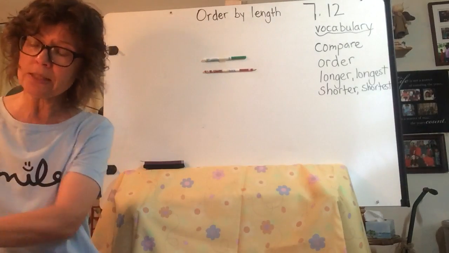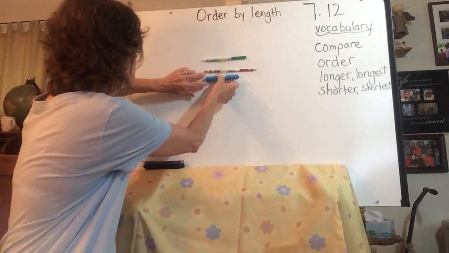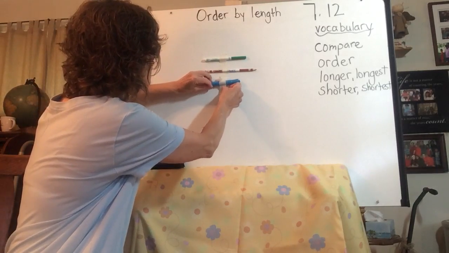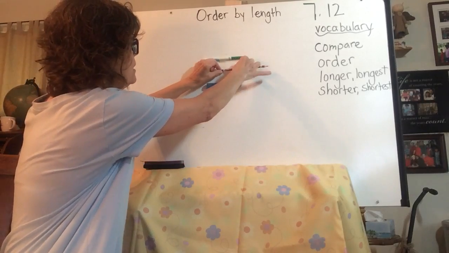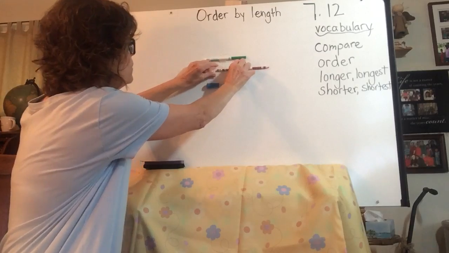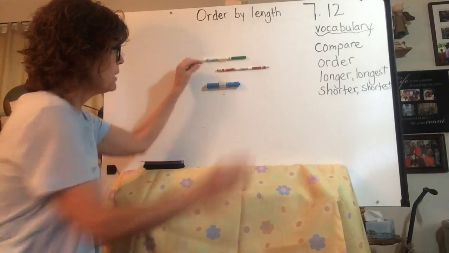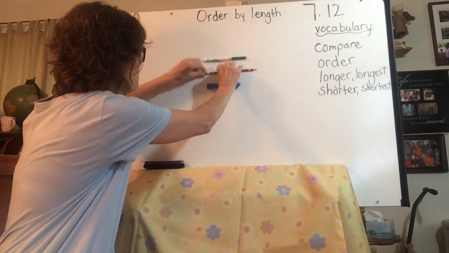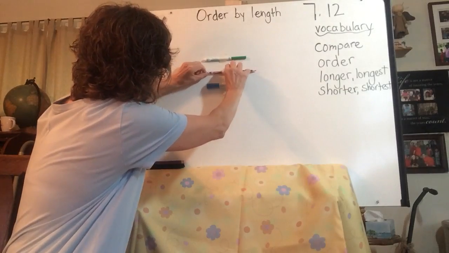Now, if you noticed, when I put these up here, when you're measuring things, you have to be really careful that they are aligned. Because look, if I did this, well, geez, that one looks really long, but it's not. You have to make sure they're lined up. Be very careful. That's pretty good.